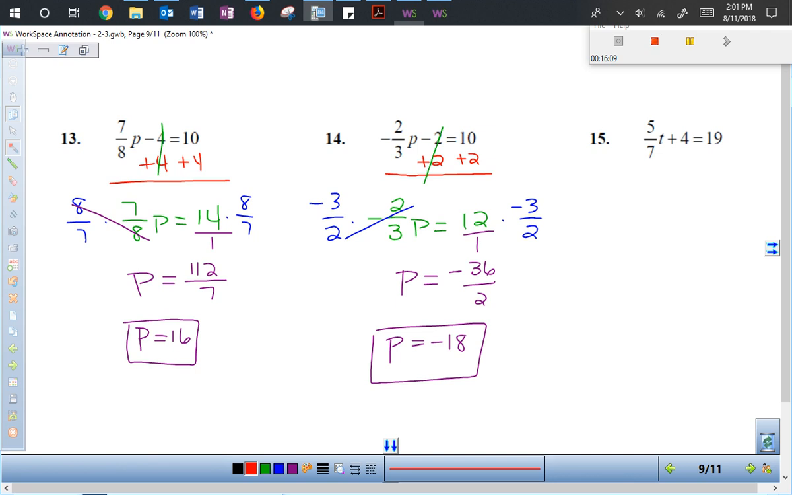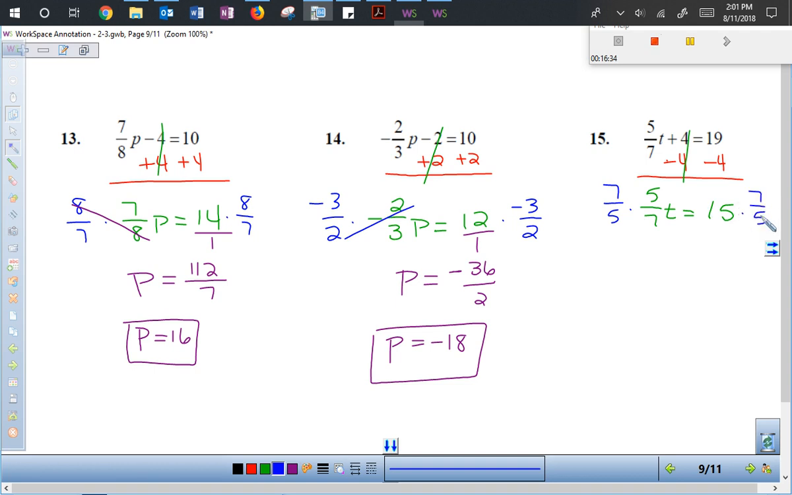On number 15, I have 5 over 7 times t plus 4 equals 19. So subtract 4 from each side. The 4's cancel out, and 5 over 7t is going to equal 15. Then multiply by the reciprocal.